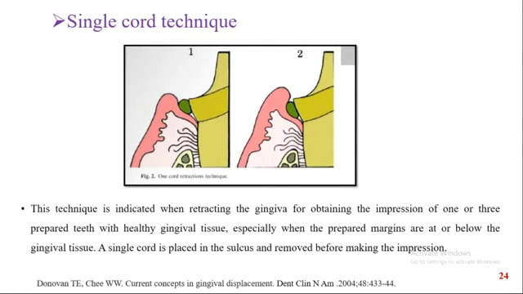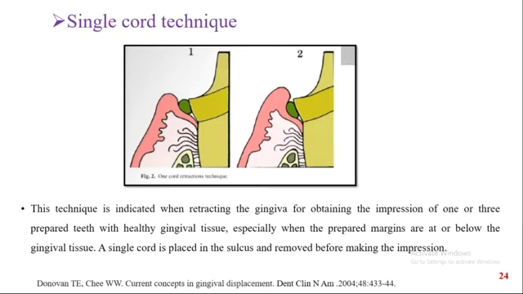It is indicated when the gingival tissue is healthy, especially when the prepared margins are at or below the level of the gingival tissue. So a single cord of the largest diameter that can be placed in the gingival sulcus is selected. The cord is impregnated with a chemical agent and then placed in the sulcus for a period of 8 to 10 minutes to provide adequate lateral displacement along with hemostasis. The cord is then wetted before removal because removal of a dry cord from the gingival sulcus will lead to trauma to the inner epithelial lining.